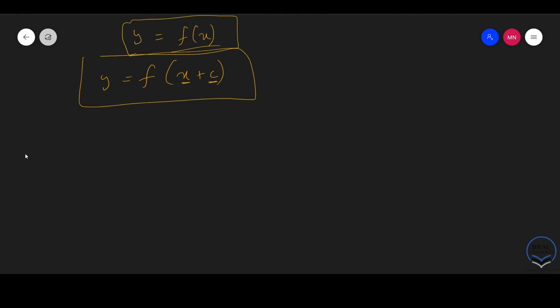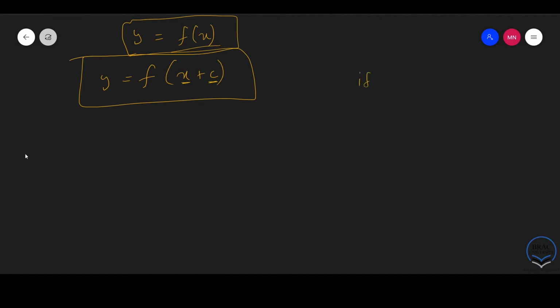Okay, so now if we have a function like this, y is equal to f of x, now instead of adding c units to the function f of x itself, we're adding c units to our variable x inside of our function, right? So in this case, we're adding c units to the variable x. So what happens to the graph of our function y is equal to f of x? How do we graph this function?